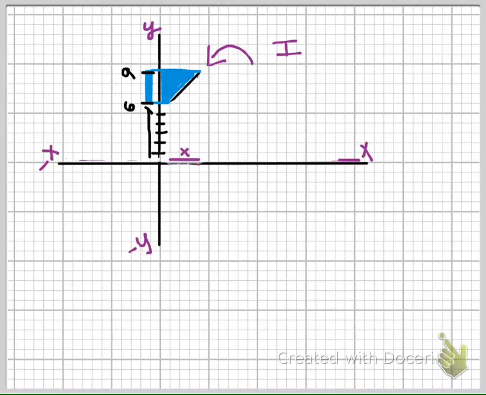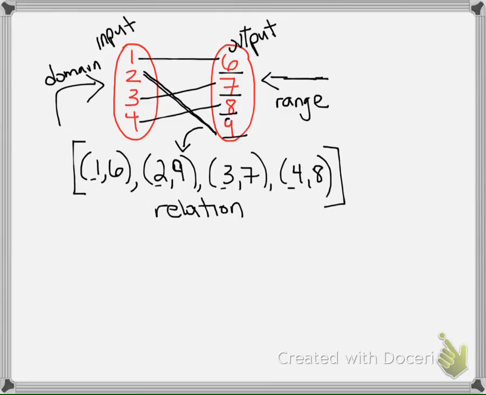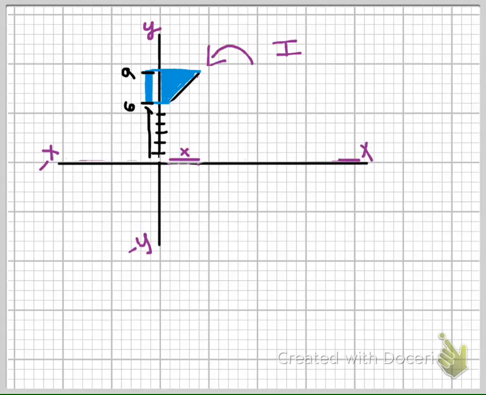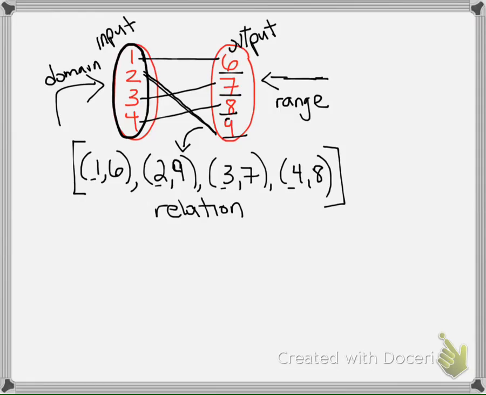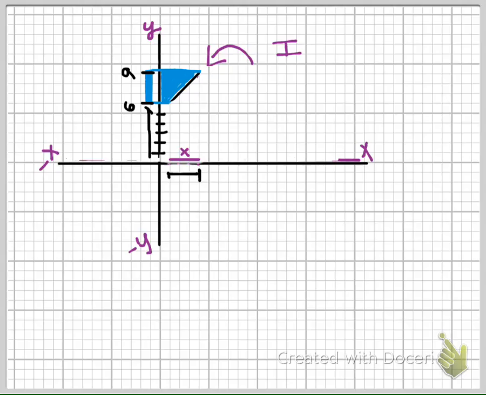Now I want you to look at something. Does that look familiar? My input values went from 1 to 4. Look over here. My input values went from 1 to 4. Let's go back. My output values went from 6 to 9. And my output values went from 6 to 9.